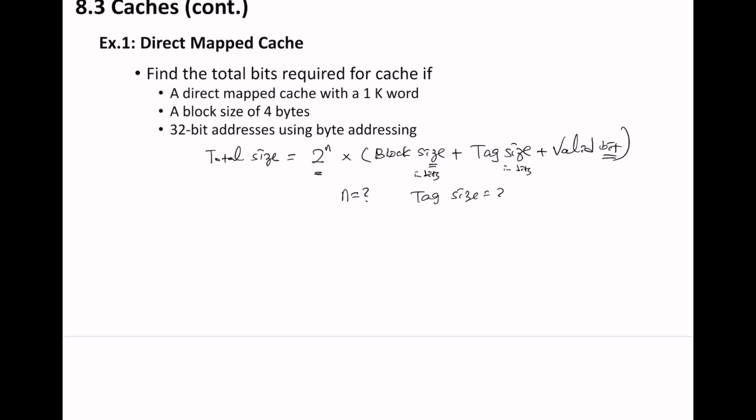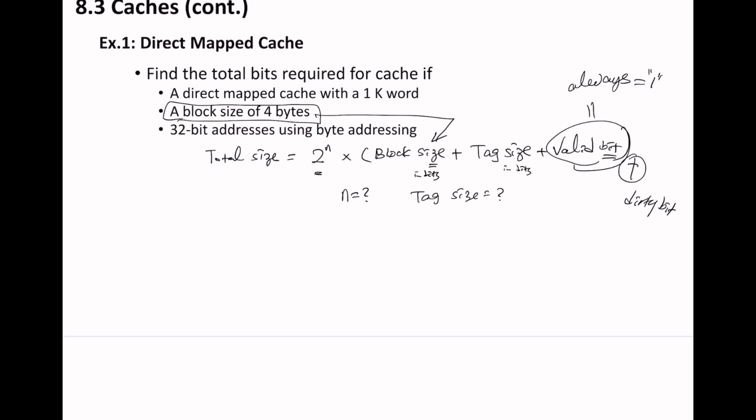the tag size, and the block size is given right here, and then valid bit is always equal to 1, and sometimes there is also a dirty bit, D. This is V equals 1 bit, and also dirty bit D equals 1 bit. For this exercise, we're not going to worry about this dirty bit. So we'll use this formula as we discussed in class.